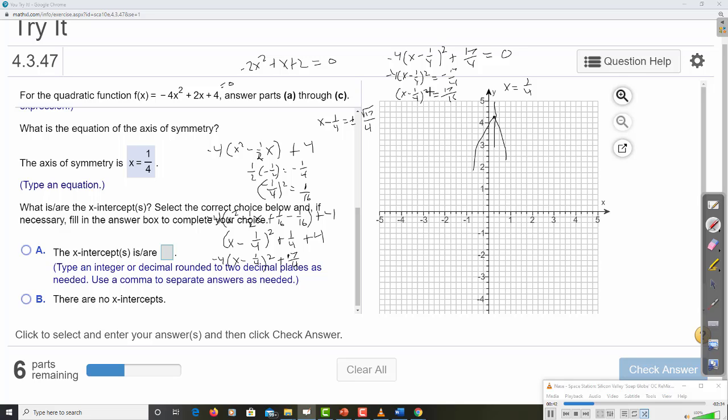Square root of 16 is 4. Square root of 17 is just square root of 17. Then add the 1/4 over. X equals 1 plus or minus the square root of 17, over 4, are the x-intercepts.